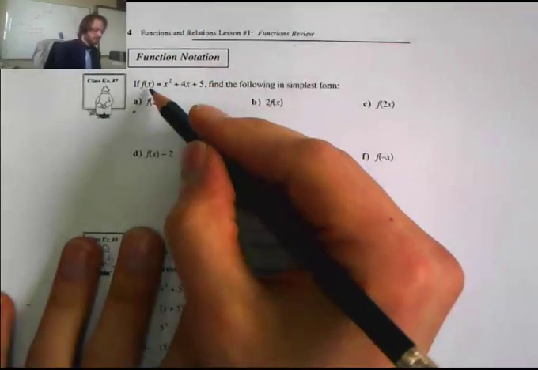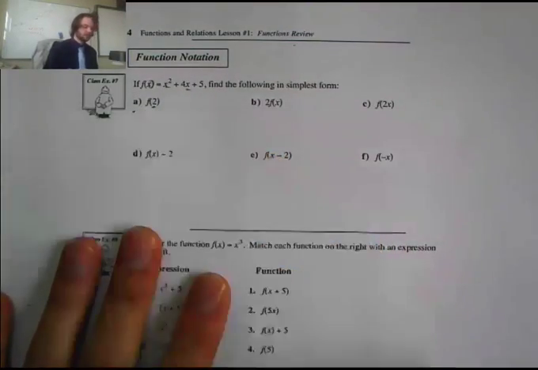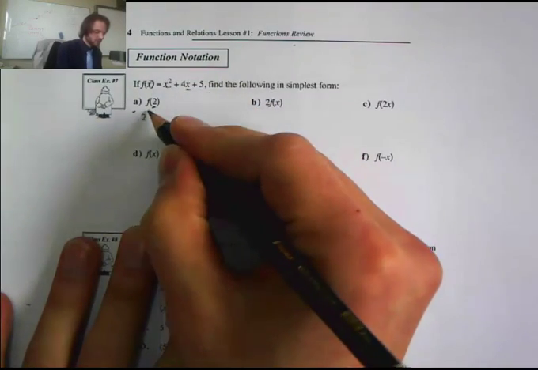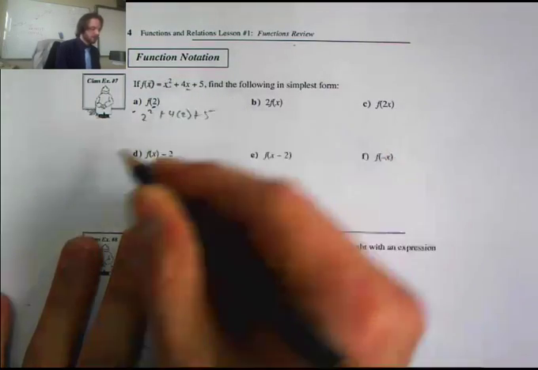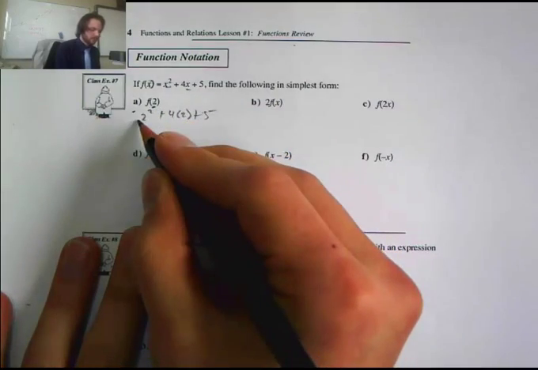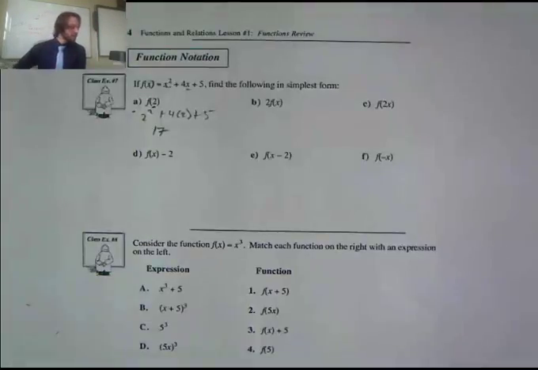So remember, we have f of x. So there's my x values. Now it's saying instead of x, we have a 2. So we're going to have 2 squared. So it's like 2 squared plus 4 multiplied by 2 plus 5. Well, that's going to be 4 plus 8 plus 5, which is going to end up giving me 4 plus 12, 17. Okay?